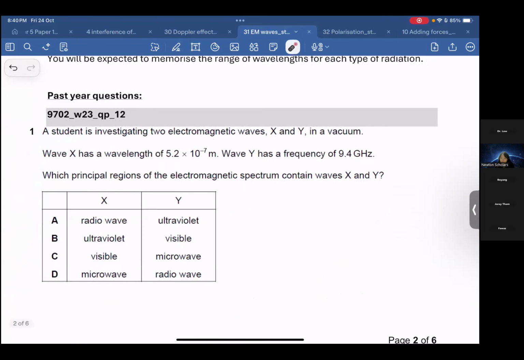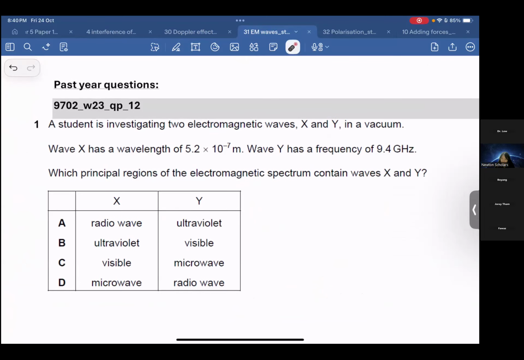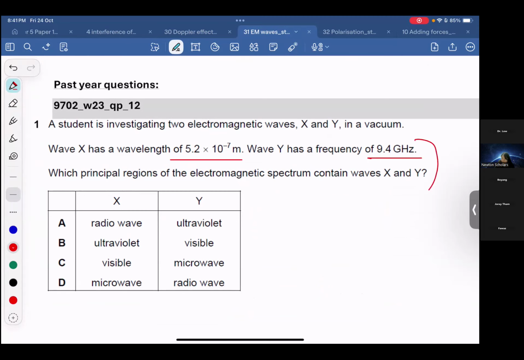So boys and girls, we're going to check how the past year question asks for this topic. A student is investigating two electromagnetic waves X and Y. X has this wavelength. Then Y has a frequency, but for frequency, you have to convert it into wavelength first. First, wavelength X actually is in which range?